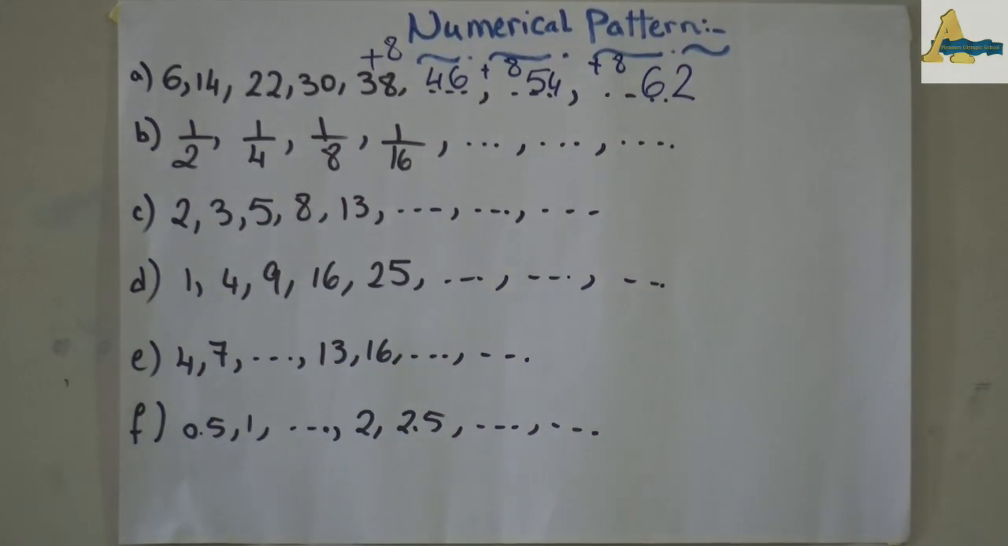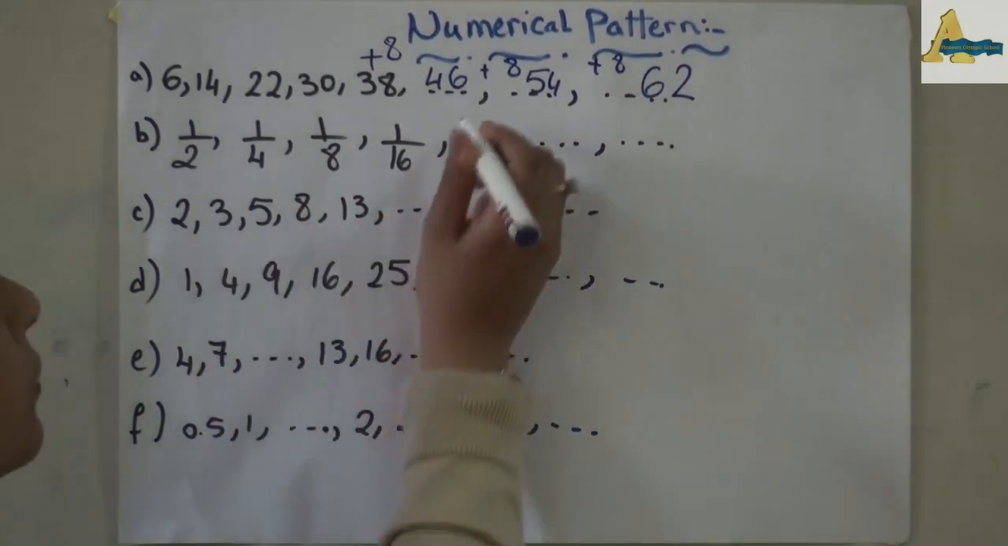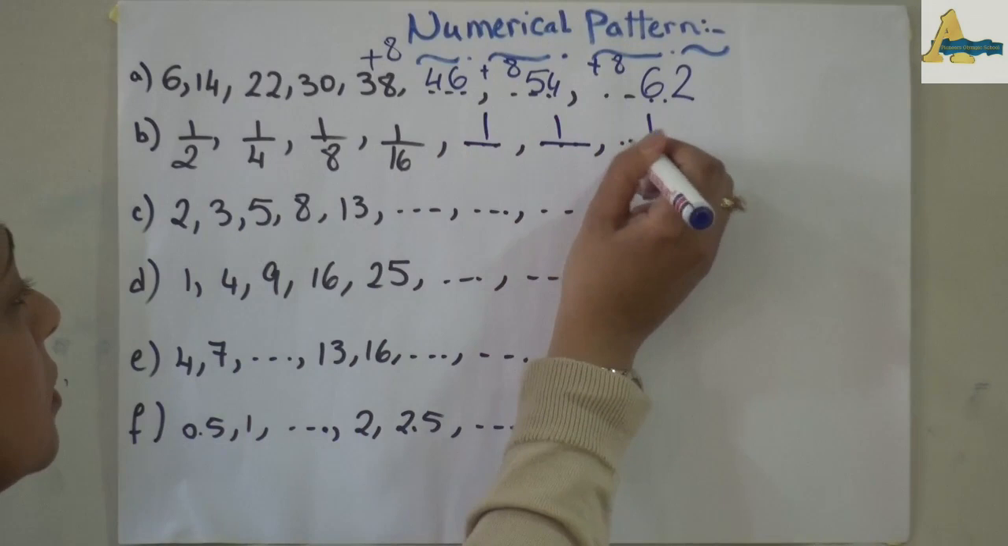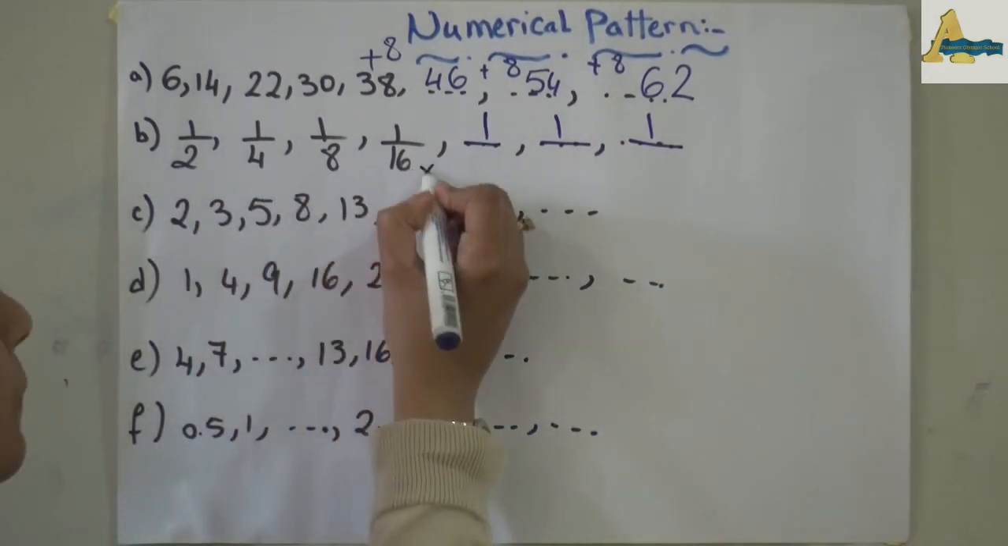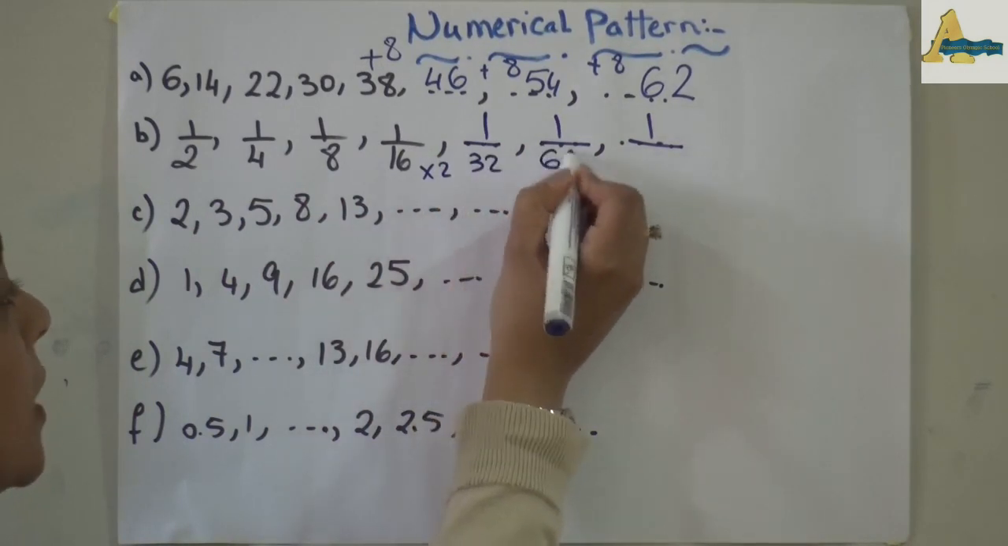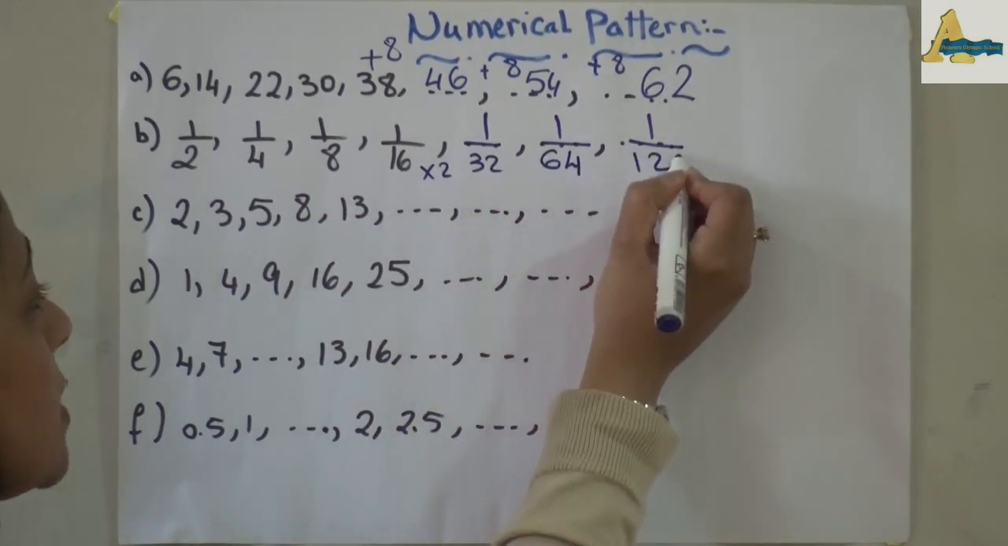Then 1 over 2, 1 over 4, 1 over 8, 1 over 16. I can either multiply by half or the numerator is constant. And what about the denominator? I multiplied each time by 2. So this will be 32, 64, 128.